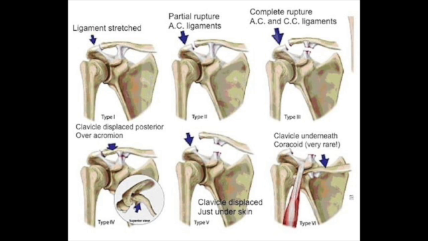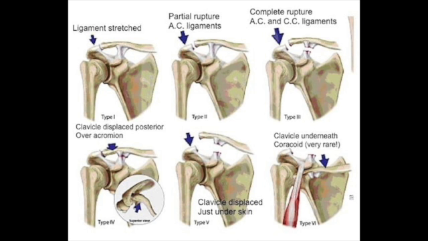So again, shoulder separation, different types. Type 1 is a normal x-ray with ligamental sprain. Type 2 is slight widening of the joint. So you'll have AC joint rupture, but the coracoclavicular ligament sprained.